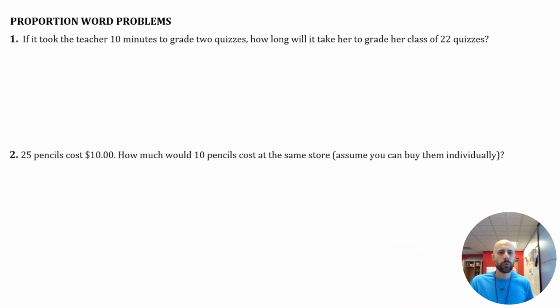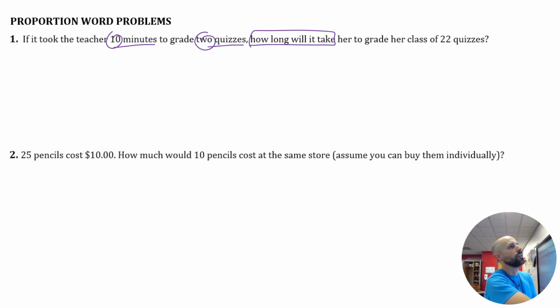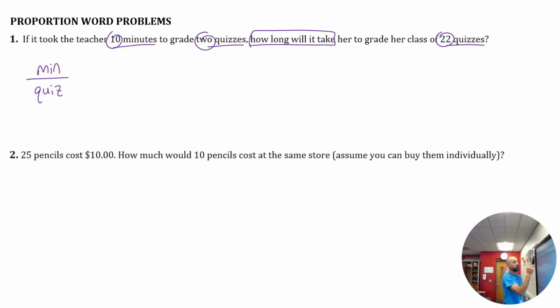All right, these two questions are proportion word problems, and for proportion word problems, it's helpful to set up a unit fraction. So let's read through it once, and then we'll set that unit fraction up, and then identify the proportion that we need to set up. So if it took the teacher 10 minutes to grade 2 quizzes, how long would it take her to grade her class of 22 quizzes? So we're talking about 10 minutes to grade 2 quizzes. How long will it take to grade 22 quizzes? So we're talking about minutes per quiz. Okay, so that's my unit fraction.